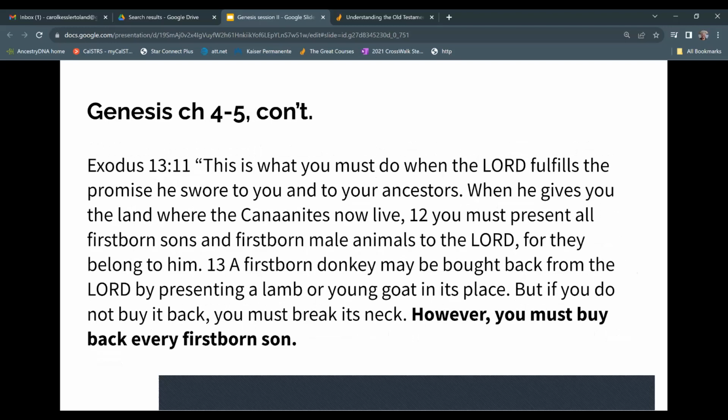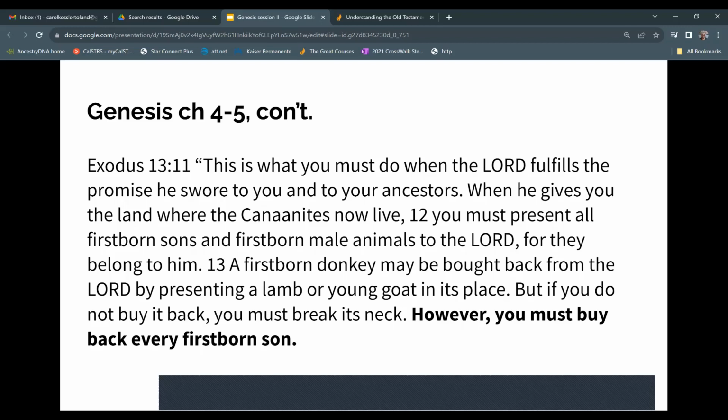And also in Exodus, which is when they're in the Sinai Peninsula, waiting to enter the promised land. In Exodus, it says, "This is what you must do when the Lord fulfills the promise he swore to you and to your ancestors. When he gives you the land where the Canaanites now live, you must present all firstborn sons and firstborn male animals to the Lord, for they belong to him.